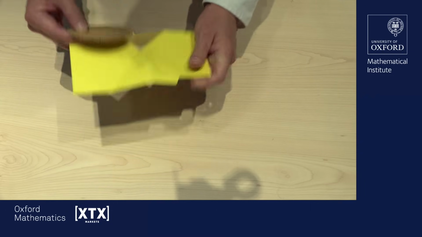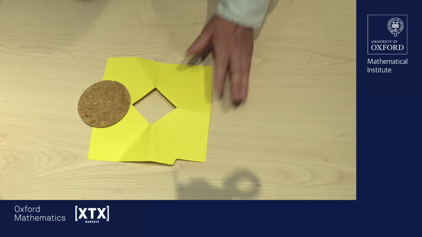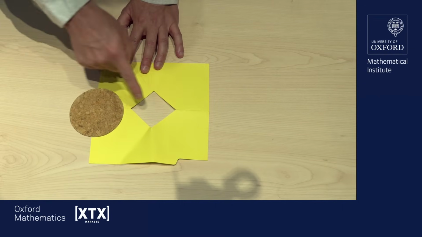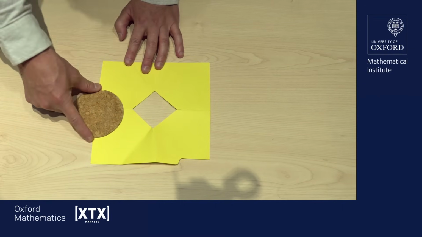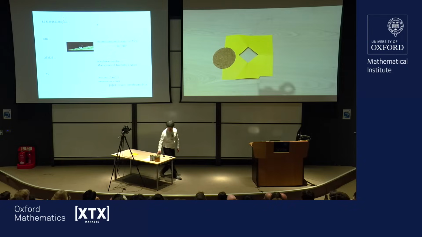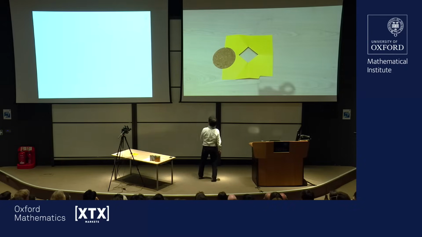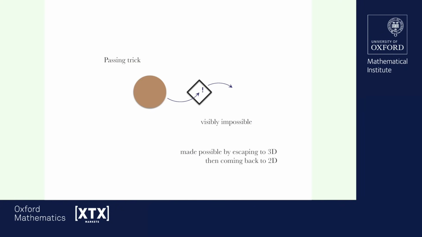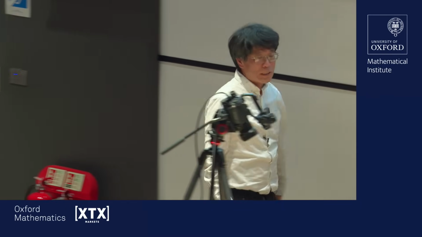Although the square seems to be smaller than the diameter, the secret was to make a hole whose diagonal is shorter than the diameter, but whose sum of the two sides is longer. And you can see that this kind of thing was possible, although at first sight it was impossible, because we escaped into the ambient 3D and then came back down into 2D. And this extra freedom of going in and out is going to be really important for us.